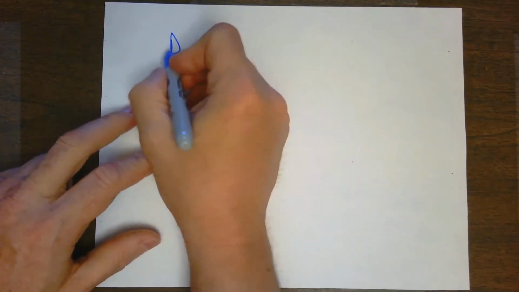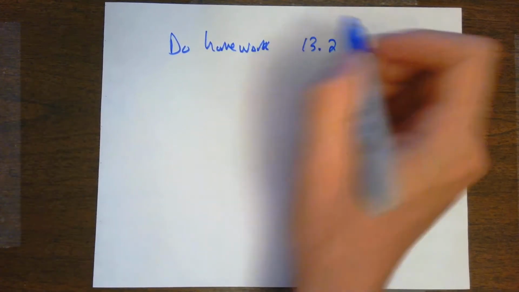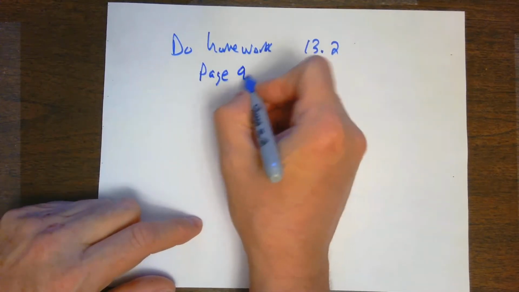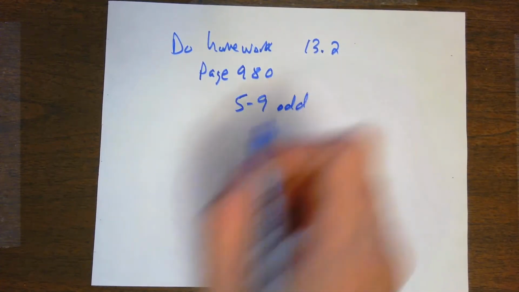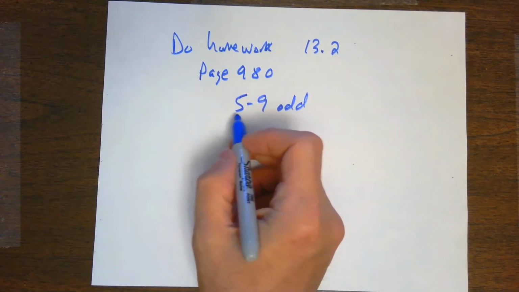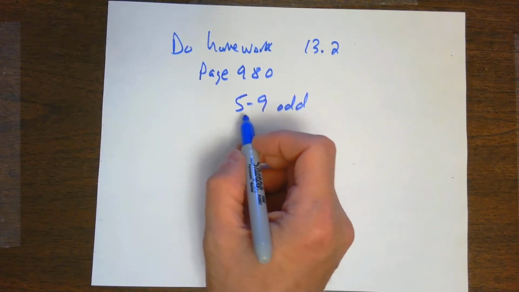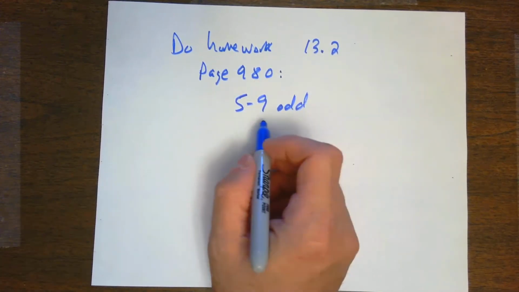What I'd like you to do now is do the assignment for 13.2. The assignment for 13.2 starts on page 980, and I want you to do 5 through 9 odd. 5 is just a fill in the blank, just kind of a concept question here. And then 7 and 9 are just generating the first 5 terms of a sequence.